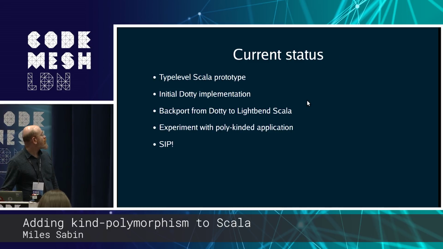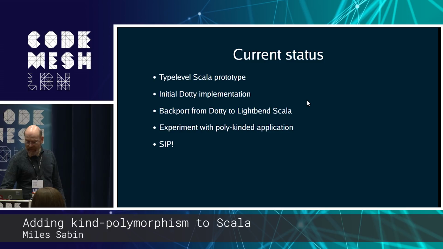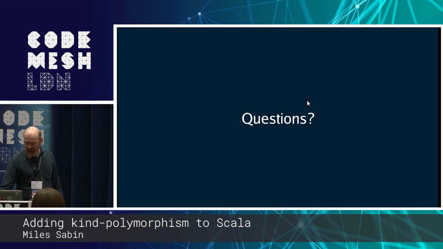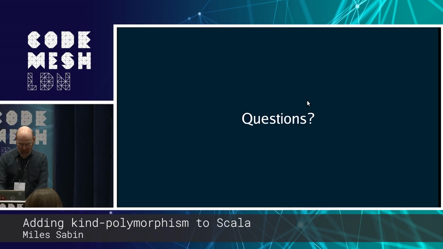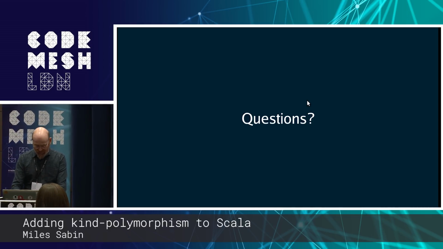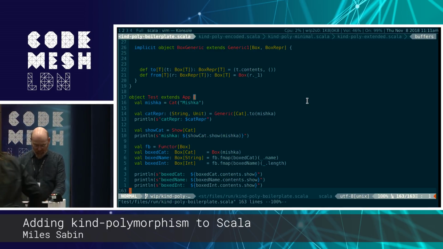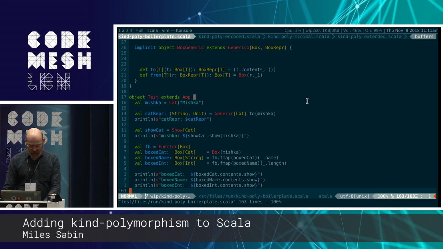Okay, so current status: as I mentioned, there's a type-level Scala prototype. There's an implementation in Dotty. We need to experiment some more with polykinded application, and then we need to go through the standardization process for this kind of stuff. That's pretty much all. I think I've got a little bit of time, so I can very quickly show you some examples of what the end user code looks like in the different cases.